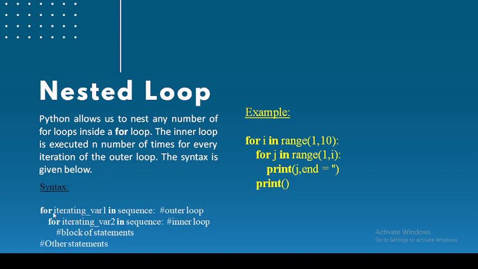You see here, for iterating variable 1 in sequence, that is the outer loop. For iterating variable 2 in sequence, that is the inner loop. And then a block of statements, and we can put other statements also.